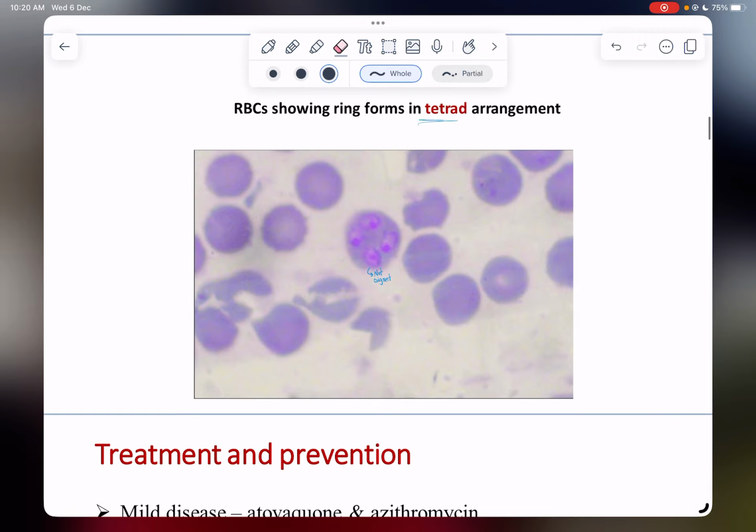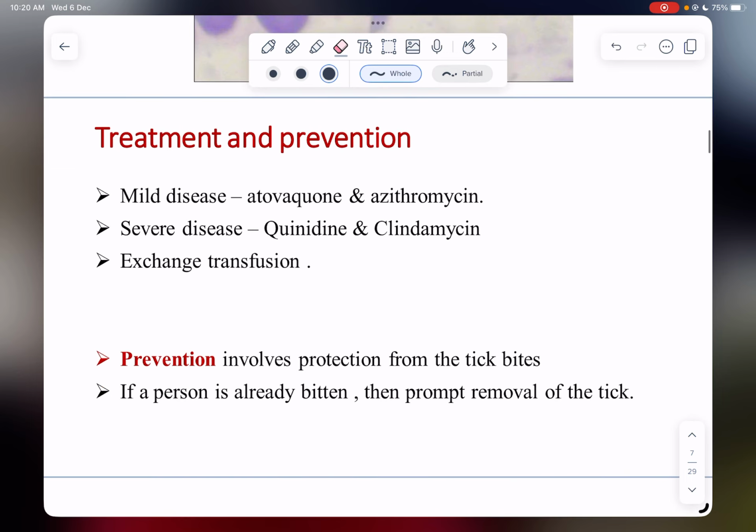These are the drugs which are used. Exchange transfusion is something which will be used in extreme emergencies, where there is so much hemolysis that the loss of RBCs is below the minimum requirement for carrying oxygen from the lungs. In that case, you need to have an exchange transfusion done, but it has its own problems. You are replacing most of the blood, and the patient is being exposed to immunological reactions.